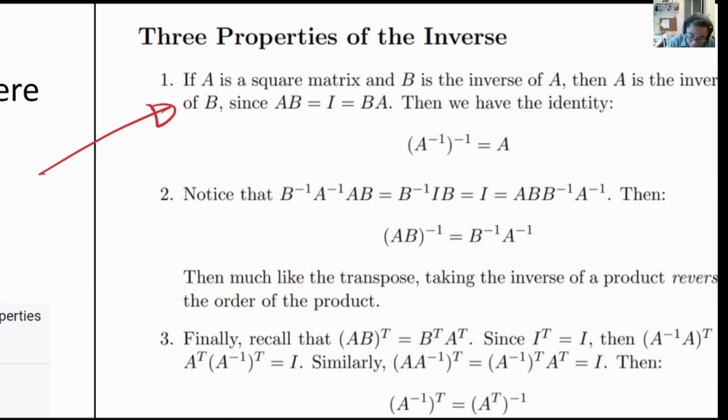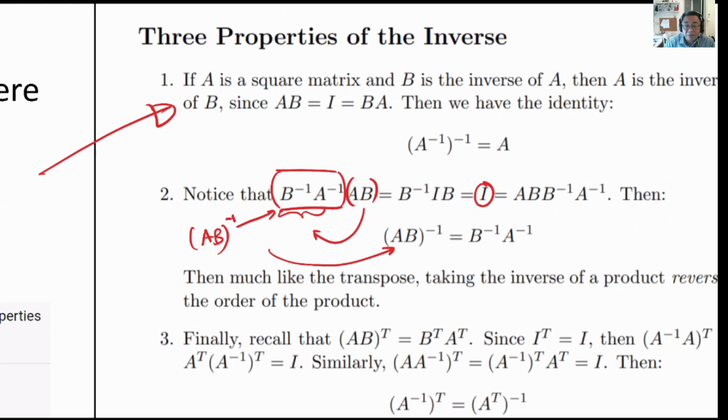Now, if you perform another bracket, isn't this the same as AB multiplied by B inverse A inverse? And since the result is I, this bracket that we have just circled is the same as AB inverse, giving us this property.